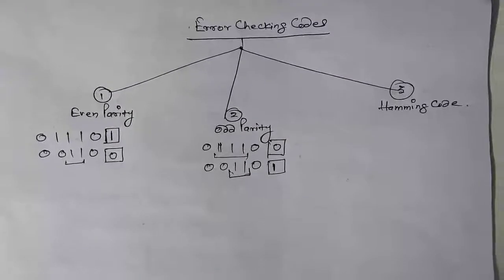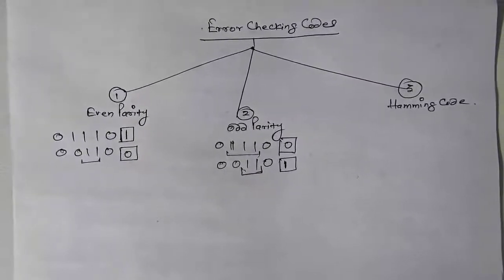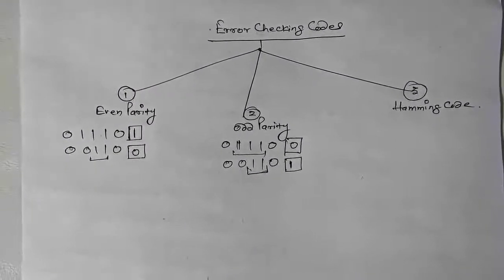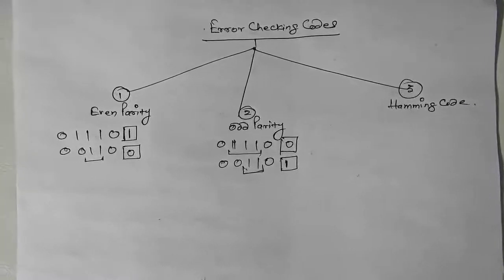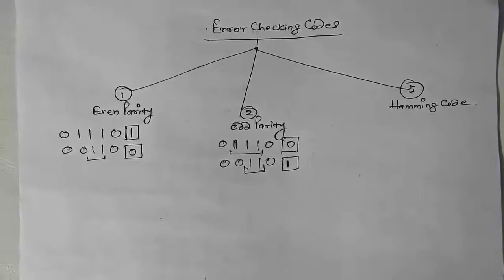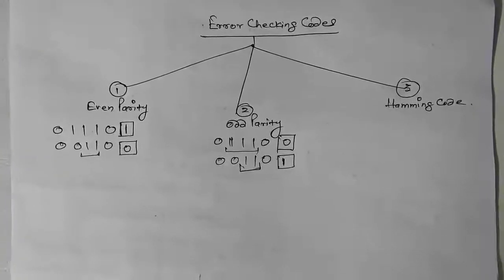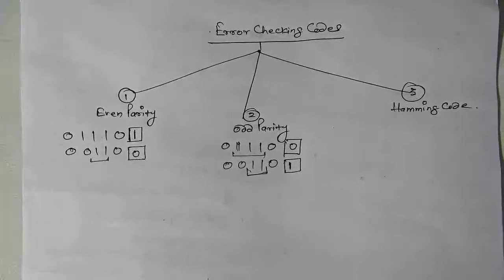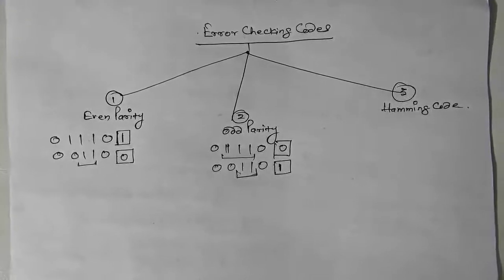Now at the receiver, the receiver will check the data it is receiving. If the transmitter is working on even parity, the receiver should also work on even parity. So the receiver will count whether the data received has an even number of ones or not. If it doesn't, it will show that there is some error and some data got corrupted while transmitting from transmitter to receiver.